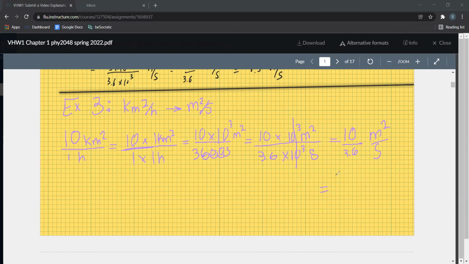Now we will divide that with our trusty calculator. Excuse that the writing is going over it. I'm using Zoom instead of the other software because I do not have a tablet, but I will just do it right now. 10 divided by 3.6 is equal to 2.77 repeating, or 2.78. So let me jot that down and that will be our final answer. 2.78 meters squared per second.